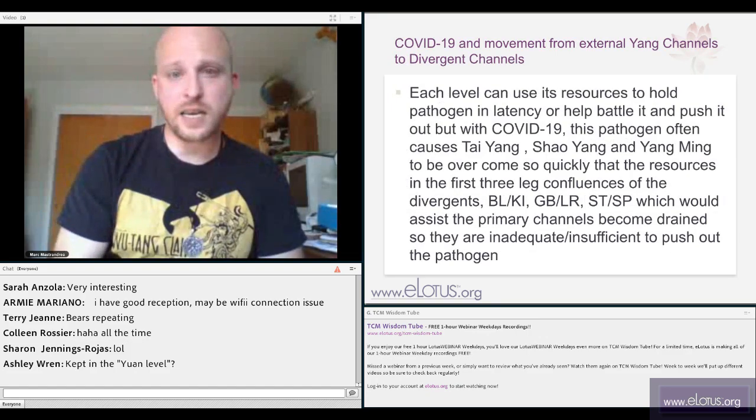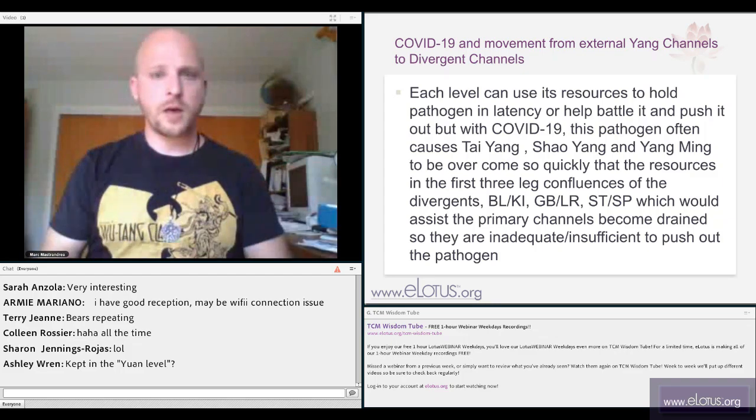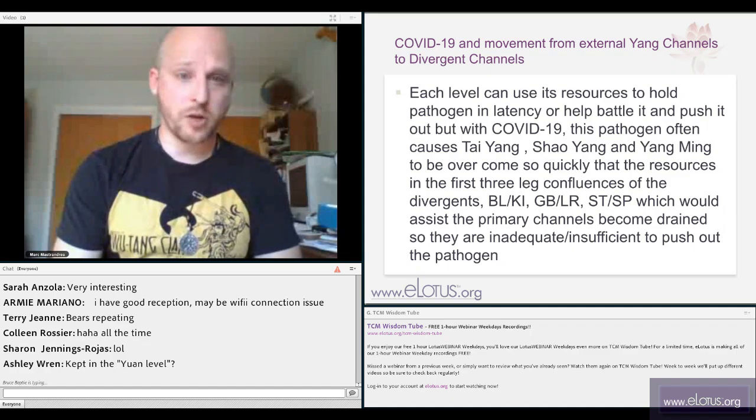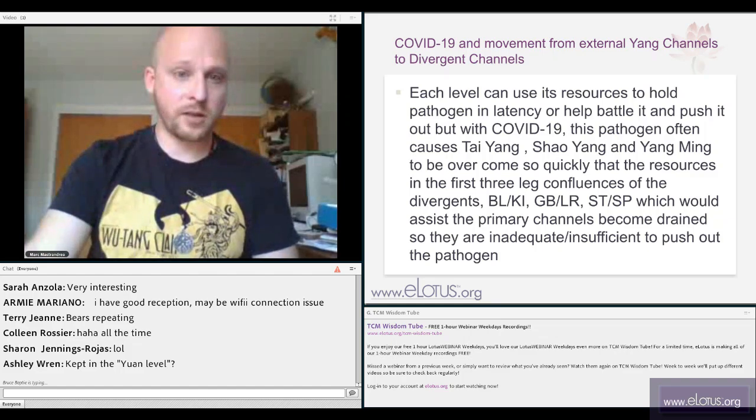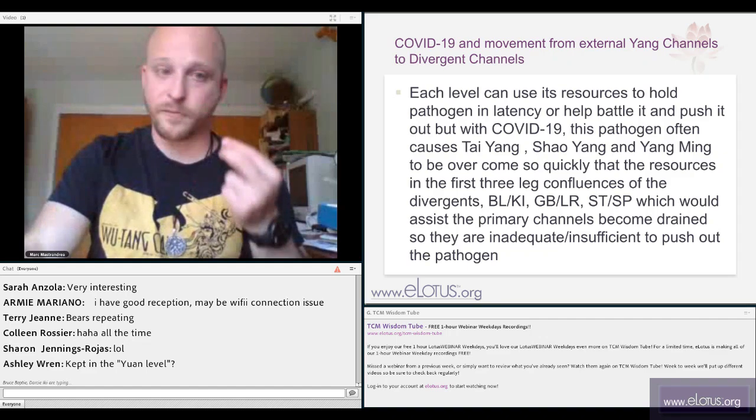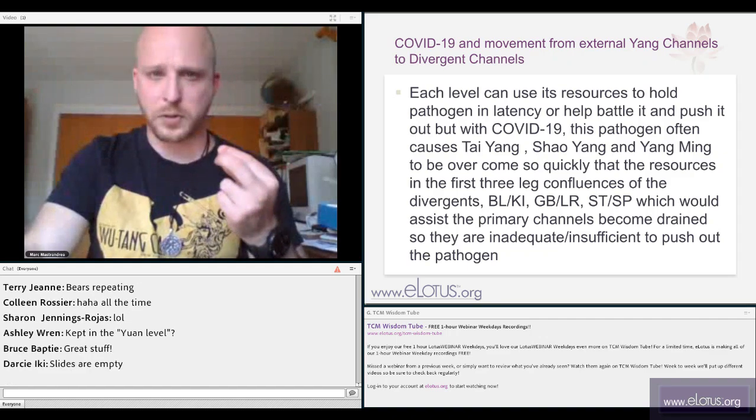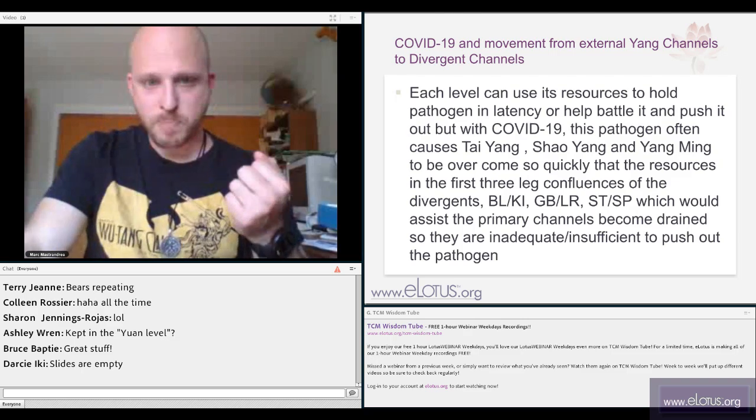So COVID-19 and the movement from external yang channels to divergent. When do you know that it moves from the exterior to the interior? Each level can use its resources to hold the pathogen in latency or help battle and push it out. Well, with COVID-19, this pathogen often causes Taiyang, Xiaoyang, and Yang Ming to be overcome very quickly in people who are weak to begin with, right?